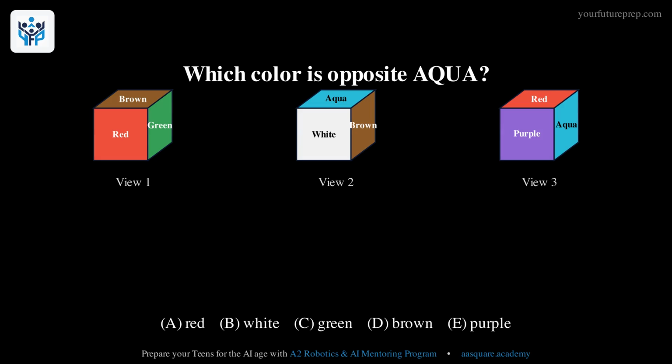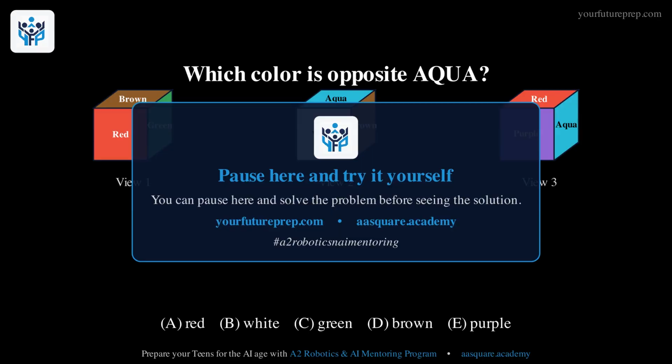What is the color of the face opposite the aqua face? A. Red. B. White. C. Green. D. Brown. E. Purple. You can pause here and solve the problem before seeing the solution.